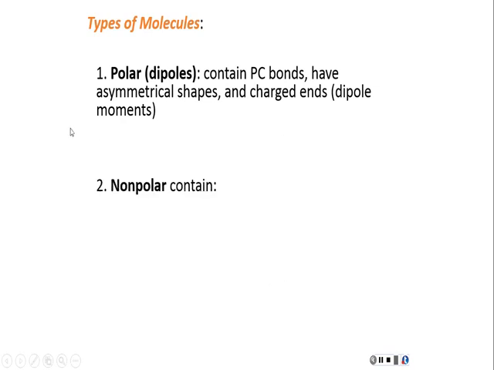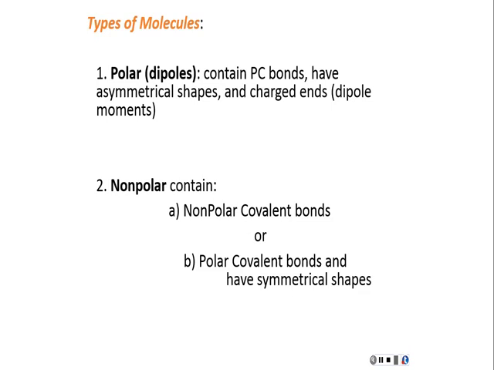Now the second type of molecule we can have would be called nonpolar. A nonpolar covalent molecule may contain nonpolar covalent bonds, and if it does, that's all you need to know, and it's a nonpolar molecule. But it may also contain polar covalent bonds. If it has a symmetrical shape along with polar covalent bonds, what we're going to see is that the little charges on the molecule will cancel each other out. So this is where it's a little tricky. It's possible to have a nonpolar molecule that contains polar covalent bonds, and then the shape decides what it is.